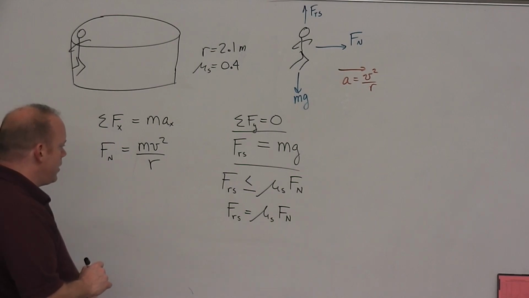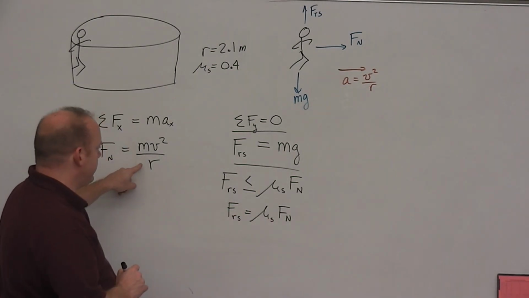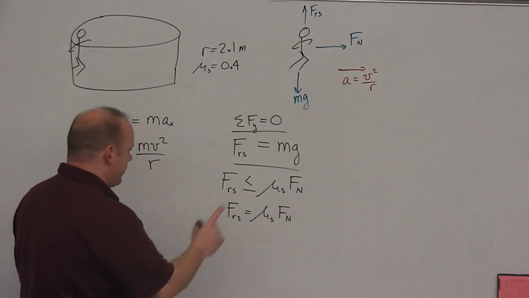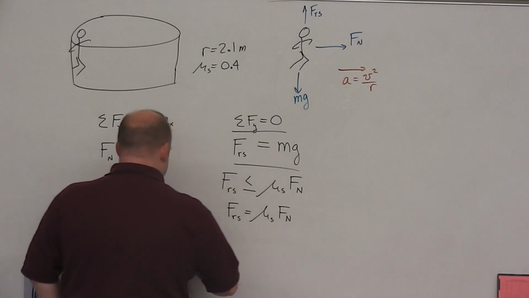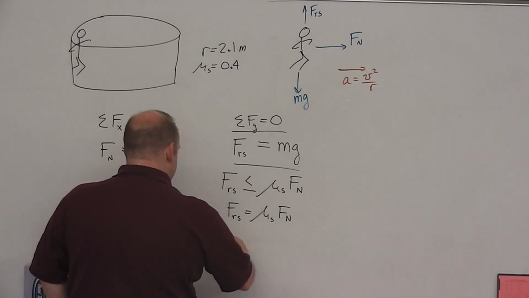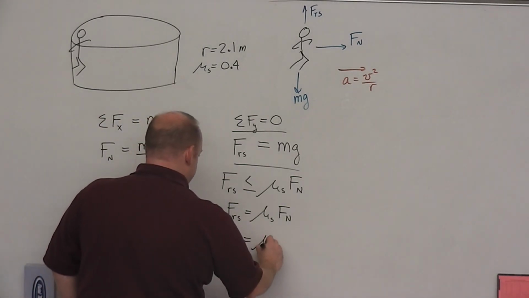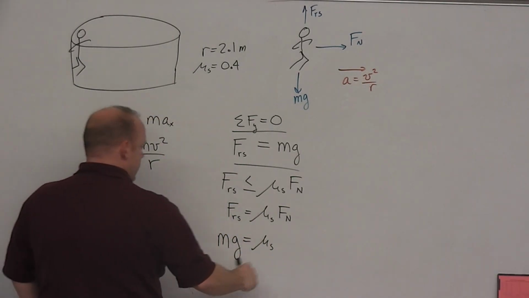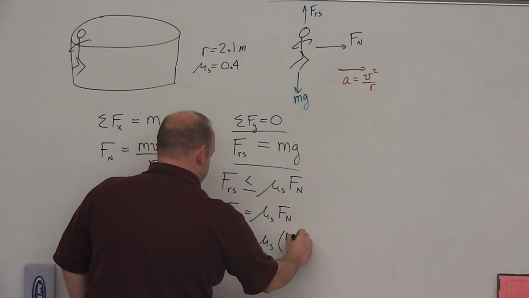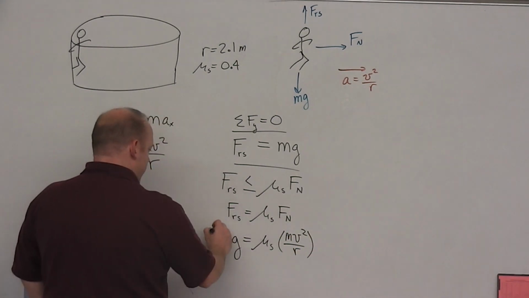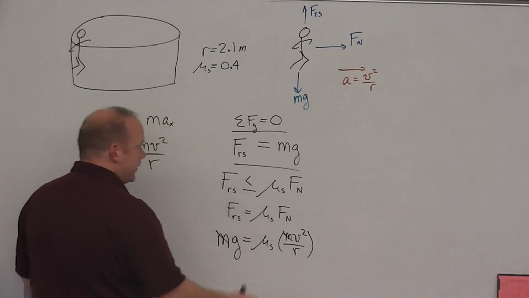Now, the normal force is mv squared over r. FRS is mg, so I'm going to do a substitution. I'm going to say mg is equal to μs times m v squared over r. My m's drop, I solve for v.